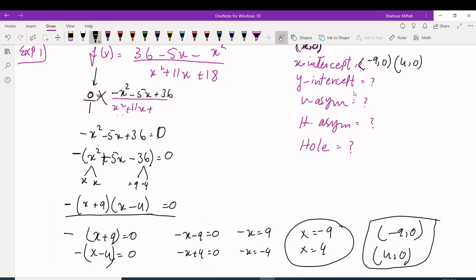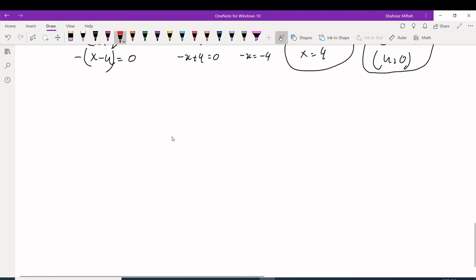How do we get the y-intercept? Y-intercept means when x is 0, right? Y-intercept means when x is 0 and we find the y. So I'm going to plug in 0 for every x I have in there. Let me write down this question again up here to get the y-intercept. It's going to be f of x equal negative x squared minus 5x plus 36 over x squared plus 11x plus 18.